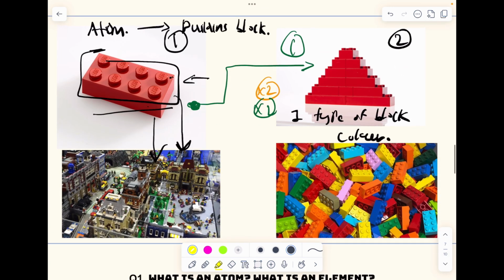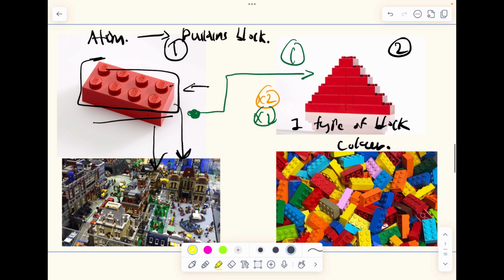Okay, and if we do our summary here, then again, let me mention it one more time. Imagine an atom as one piece of Lego, and it makes up everything around us. And imagine an element as a pyramid of the same color Lego. Okay, because that's what an element is. It's made up of one type of atom.